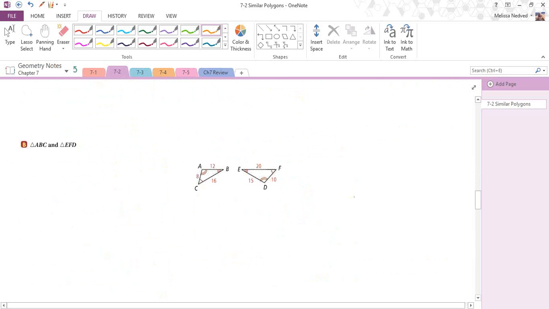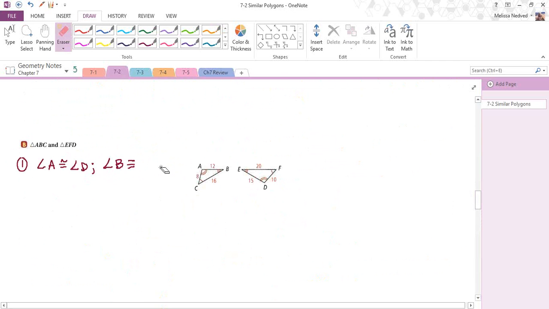Let's try another one. So I've got triangle ABC here, and I want to know if that's similar to triangle EFD. So step 1 said check the angles. In this case, it looks like angle A has 2 congruent markings, and so that's going to be congruent to angle D. Angle B has 3 markings, and so does angle E, so B is congruent to E.